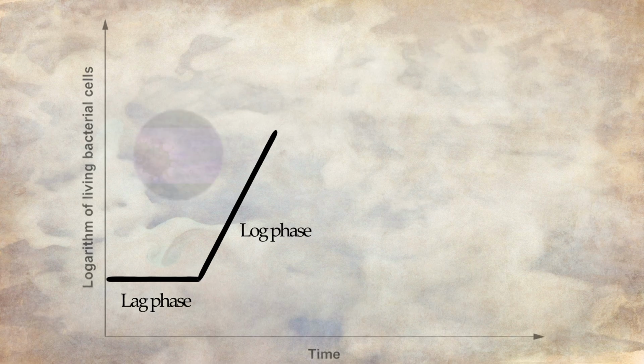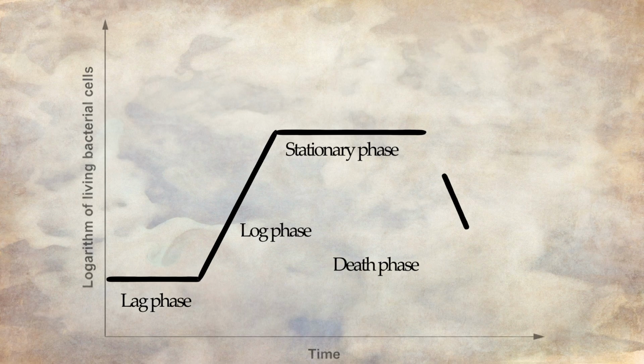After a period of time, we reach the stationary phase, in which the rate of cell division equals the rate of cell death. This occurs because essential nutrients become depleted and toxic waste products accumulate. Finally, we reach the death or decline phase, in which the rate of cell death exceeds the rate of cell division. The number of viable cells decreases exponentially as the environment becomes too harsh to sustain life.